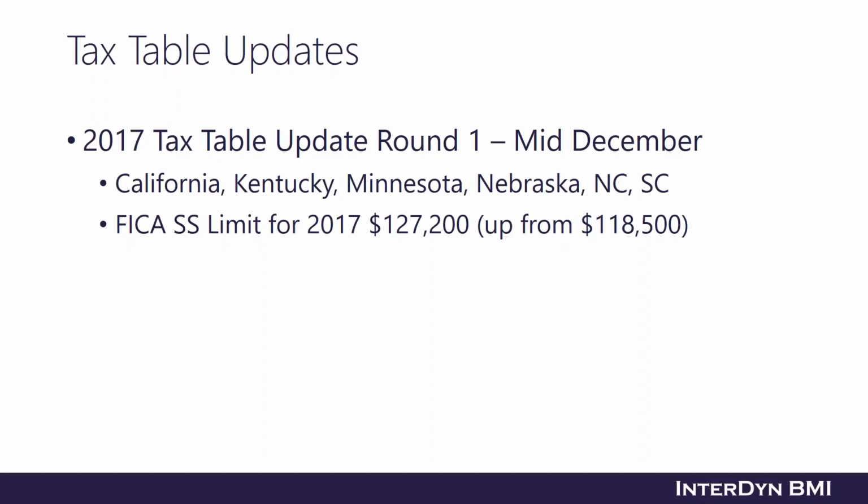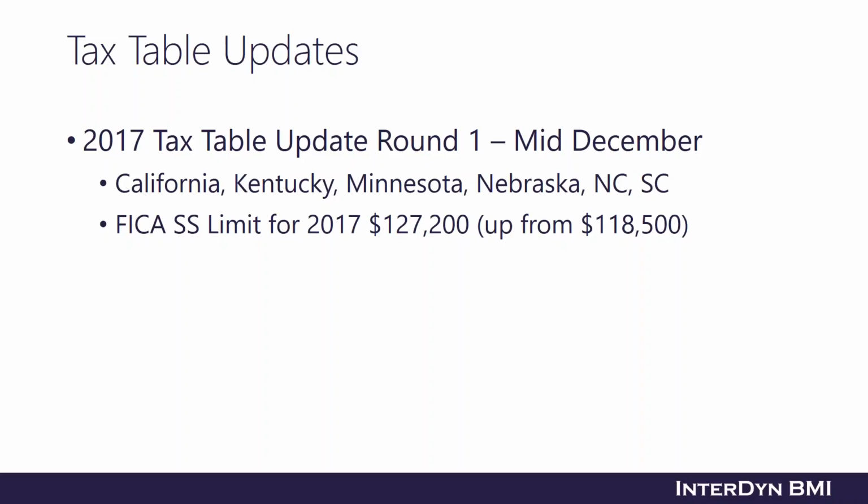The big thing is the FICA Social Security limit is going up quite a bit. It's $118,500 today and has been that, I think, for last year, and it's going up. They're playing catch up now. It's going up to $127,200, and so that's a pretty big jump.